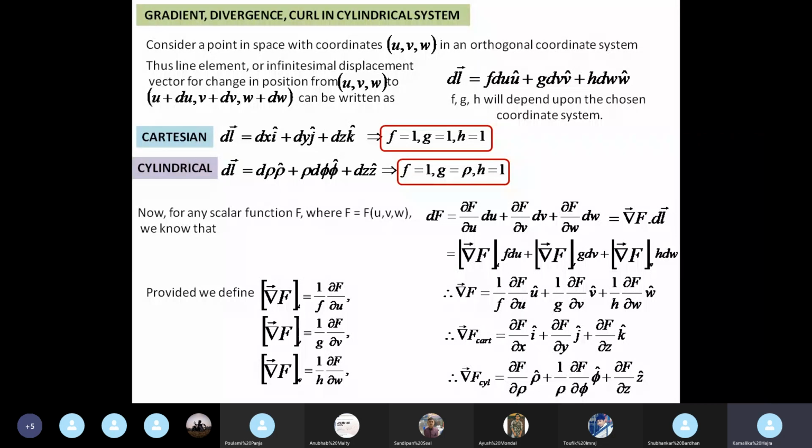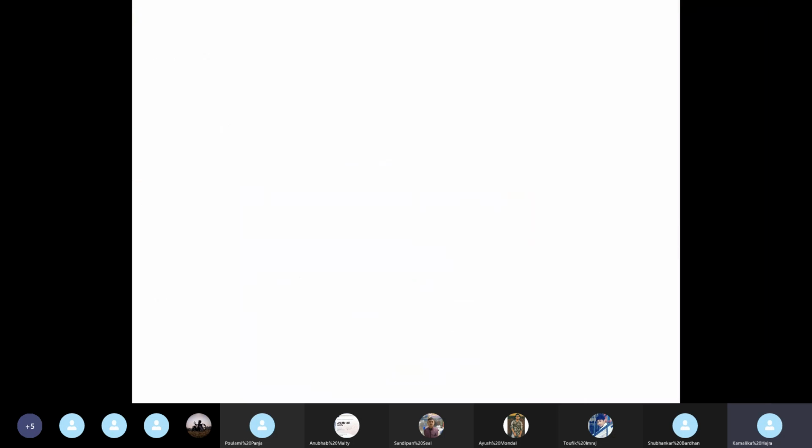So if a function f is given in terms of rho, phi, z, using this expression you can find out its gradient in the cylindrical coordinate. So this is how you find out gradient in the cylindrical coordinate system. Next, let's see how we find out divergence.